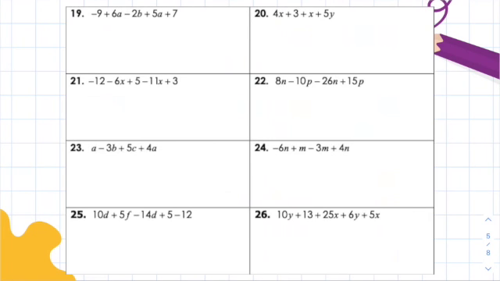Moving on to the next page, I want you guys to right now type in the answers for numbers 19 through 26. Pause the video and solve them right here, right now on Edpuzzle. I want to see if you guys are able to combine these like terms.